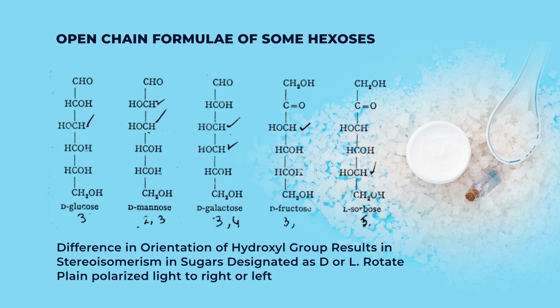Similarly, you can see the difference between glucose and galactose in the position of the OH group. Particularly, the number 4 OH group is different from glucose. So, there is an orientation of the hydroxyl group and it results in stereoisomerism, and they are designated as D or L. They rotate the plane polarized light right or left accordingly.